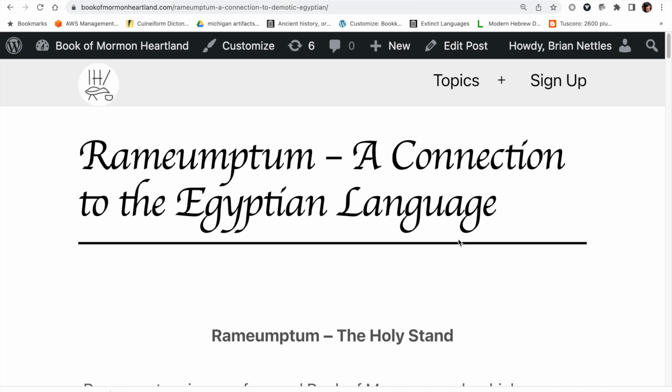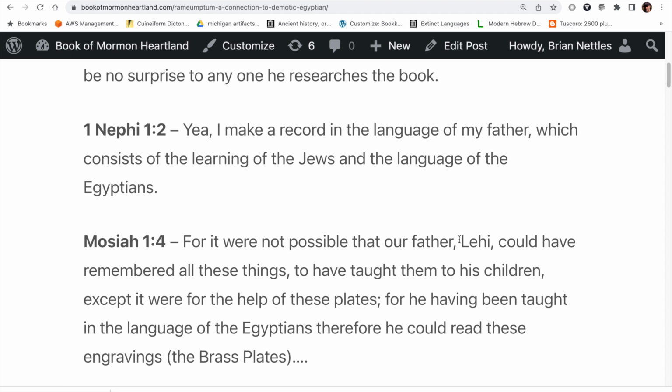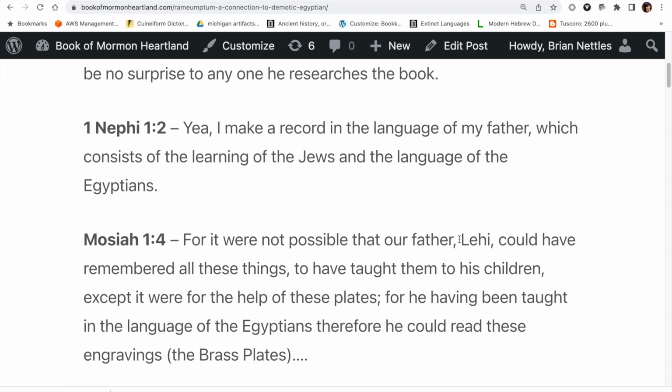Now, before I go over the word, I just need to point out something about the historical part of the Book of Mormon regarding its ties to the Egyptian language. In 1 Nephi chapter 1, verse 2, Nephi tells us that he makes a record in the language of his father, which consists of the learning of the Jews and the language of the Egyptians. So Nephi is telling us that he wrote the small plates of Nephi in Egyptian.